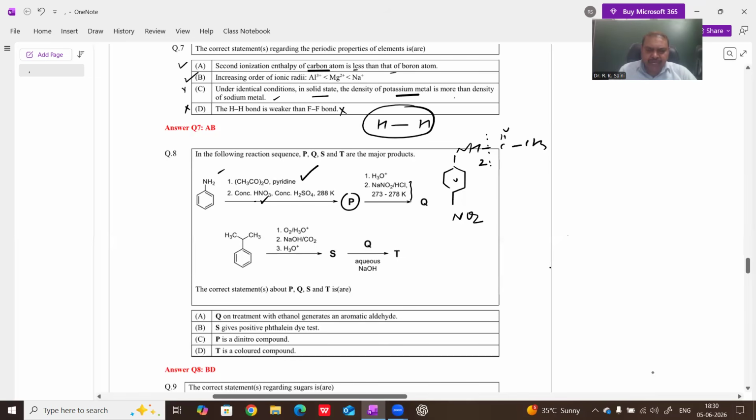Very, very important reaction. Then diazotization takes place. We know that diazotization is an important process in which the NH2 group of an aromatic compound changes into N2Cl. And the product is para-nitrobenzene diazonium chloride. It is compound Q. In another reaction, cumene, isopropyl benzene is cumene.